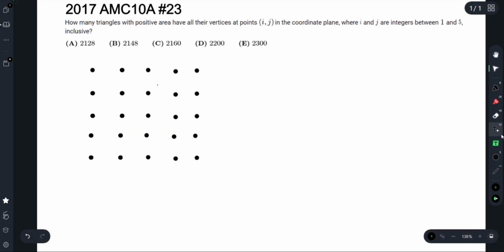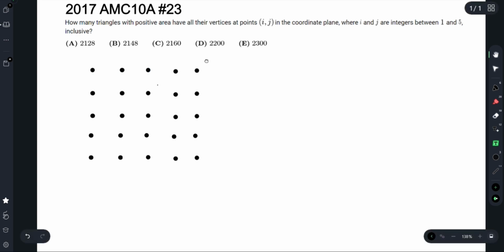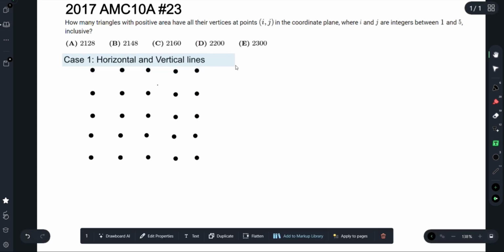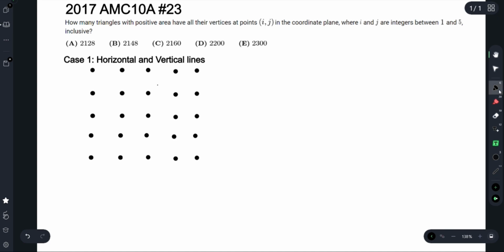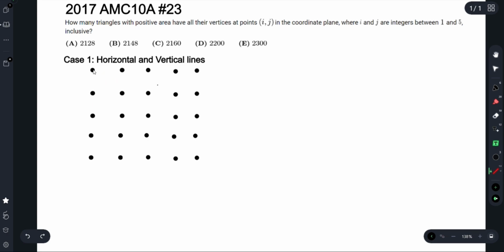So we have to split the problem into cases. So case 1, the obvious horizontal and vertical lines. So obviously horizontal and vertical lines are straight and they have no positive area because a horizontal line has no area. So there are 10 of these lines, as we can see obviously here. There's 5 rows, and then a line down here, and there's 5 columns. So this is 10 possibilities.